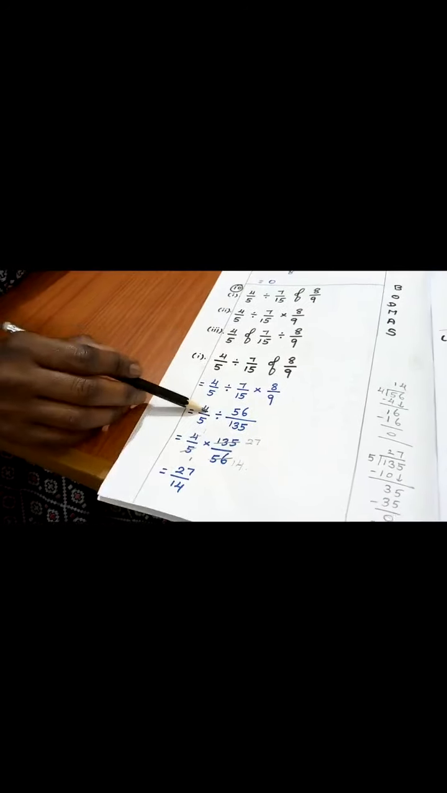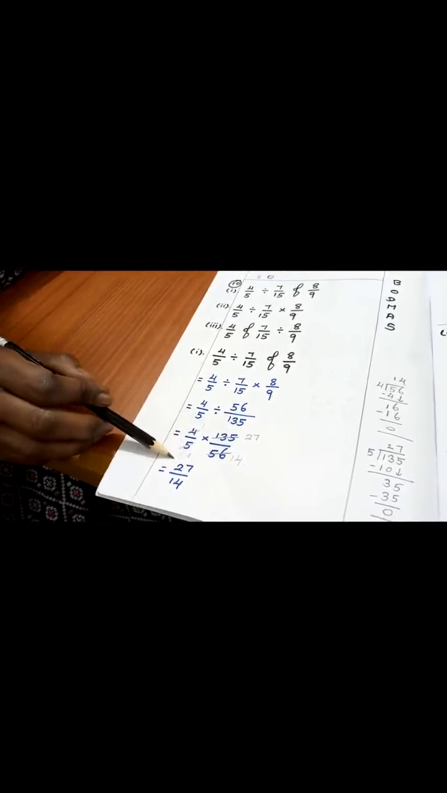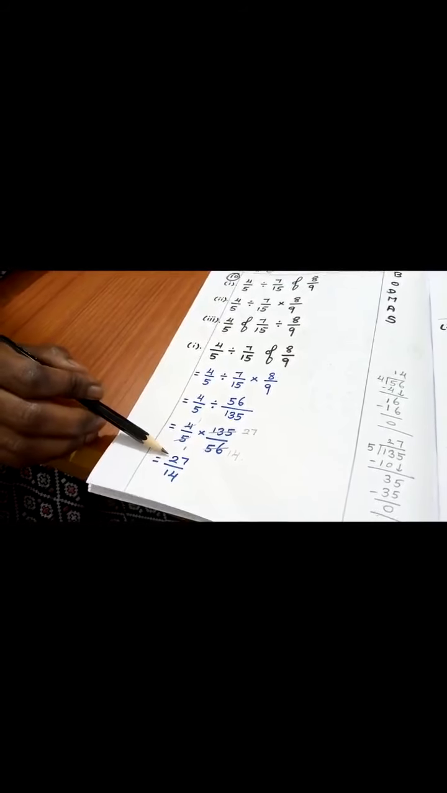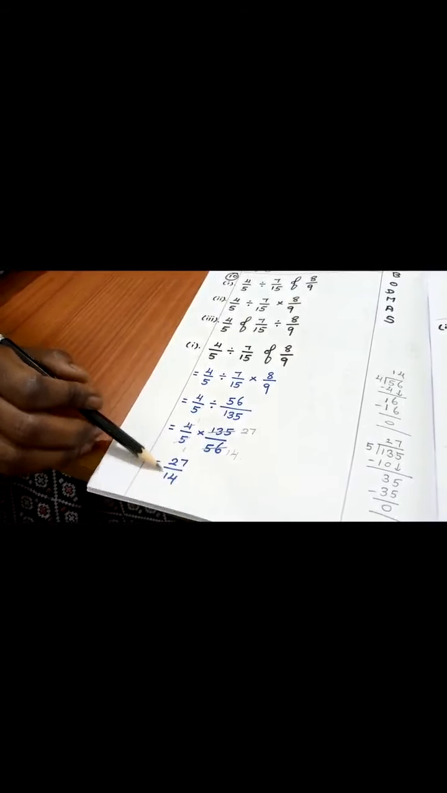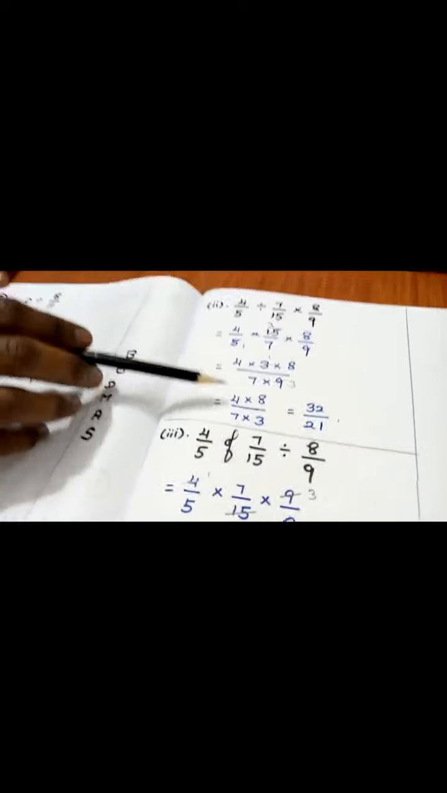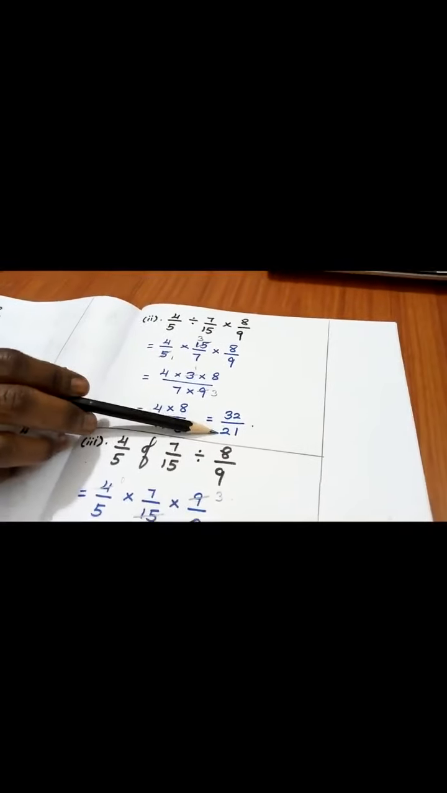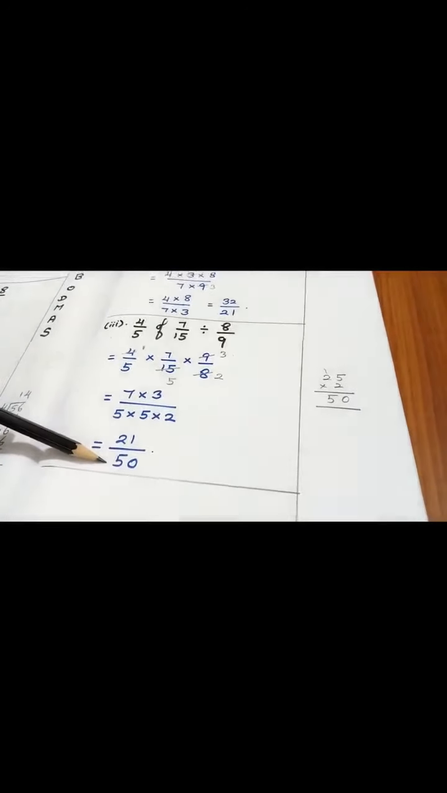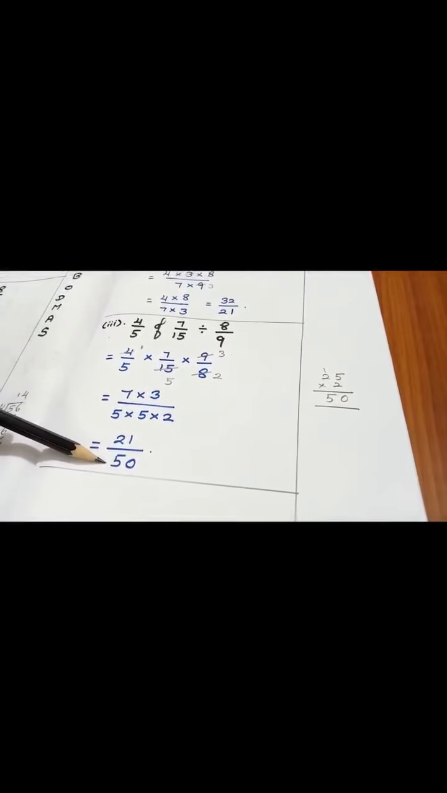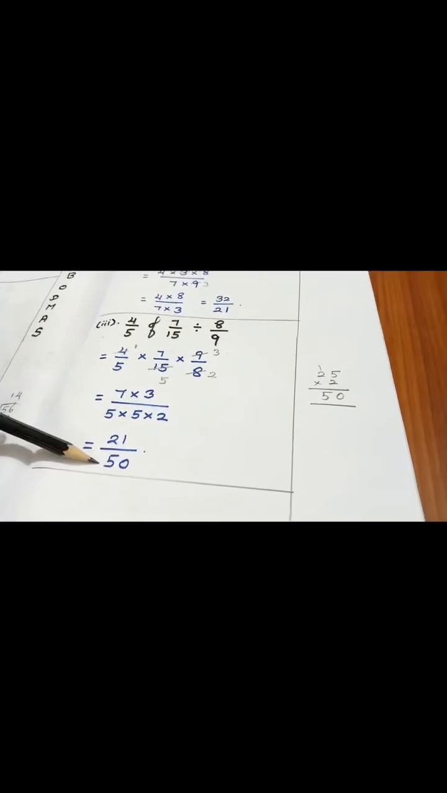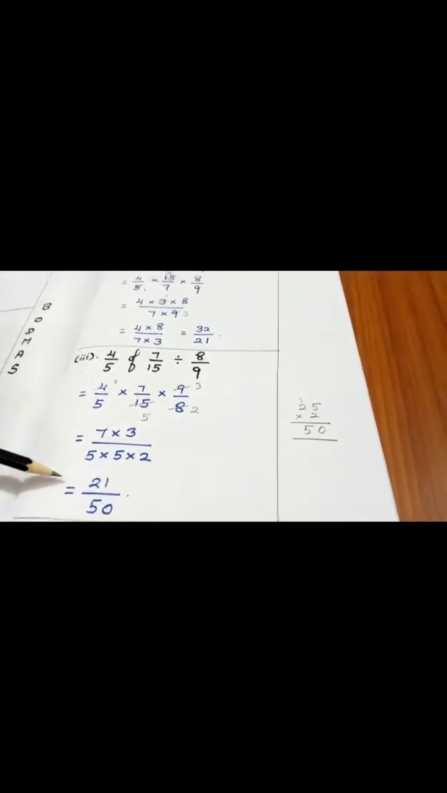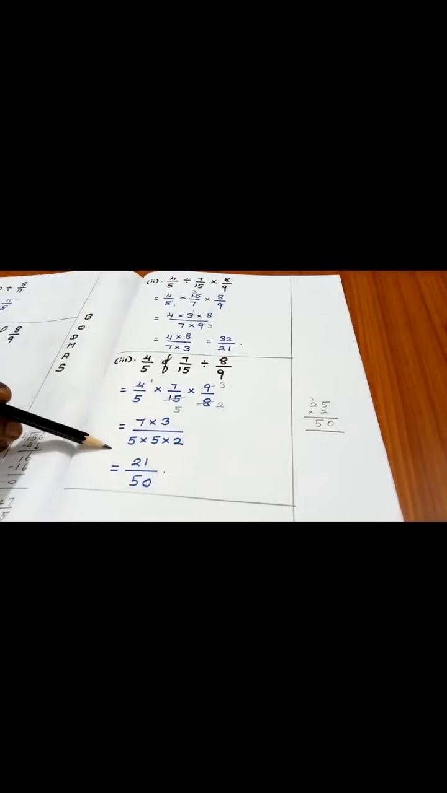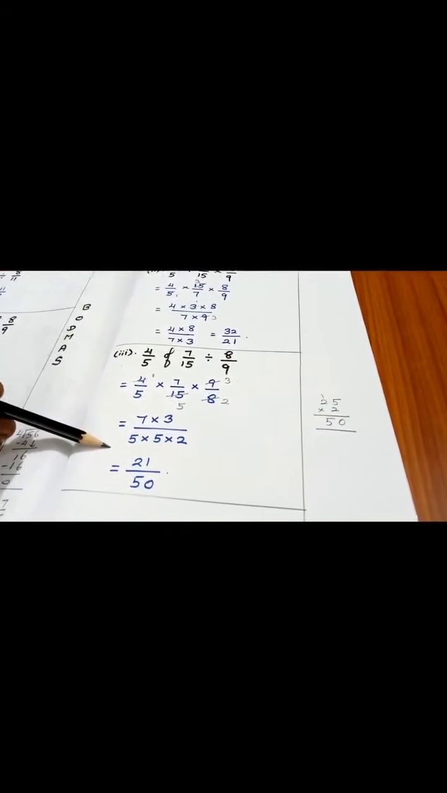After doing the calculation, if you see, you will be getting different answers. That is, for the first one, I am getting it as 27 by 14. For the second one, I am getting it as 32 by 21. And for the third, I am getting the answer as 21 by 50. It is due to the operation present in that particular question. It depends upon the BODMAS rule. You are going to try the sum, students. I have given you the calculation. You are going to do it in your note. Thank you.